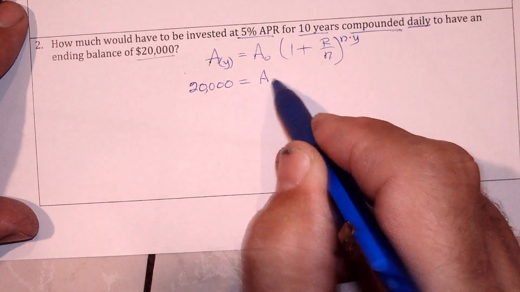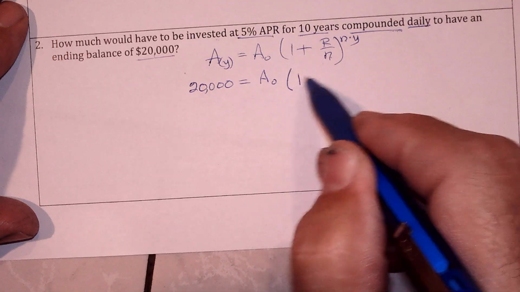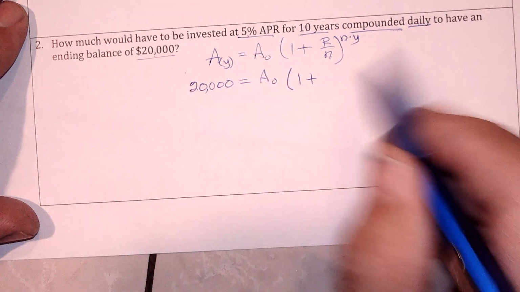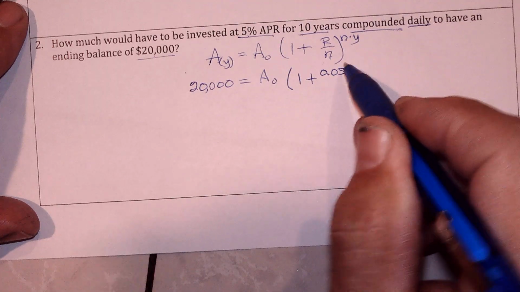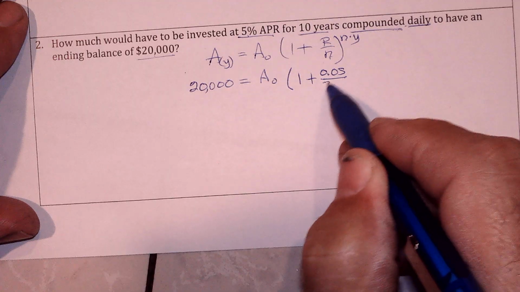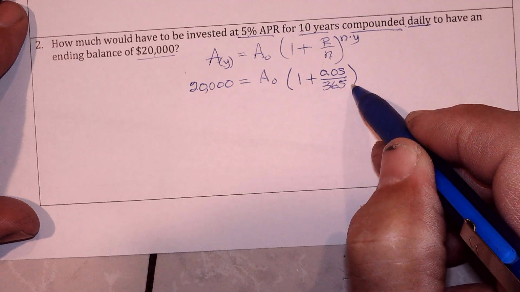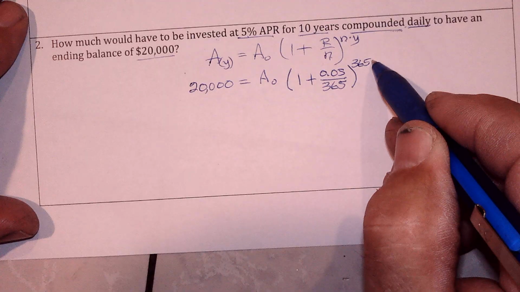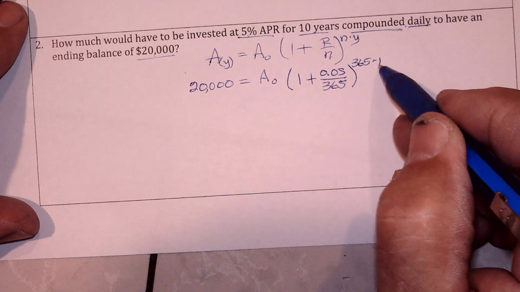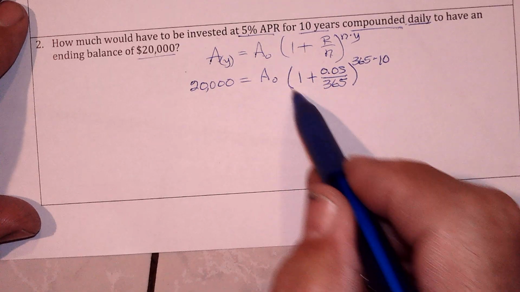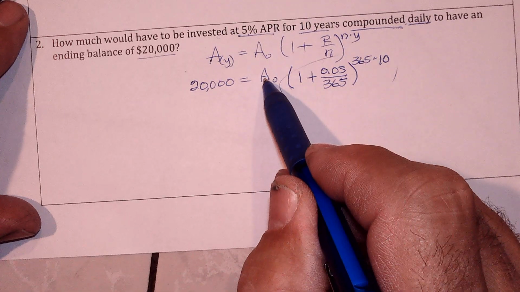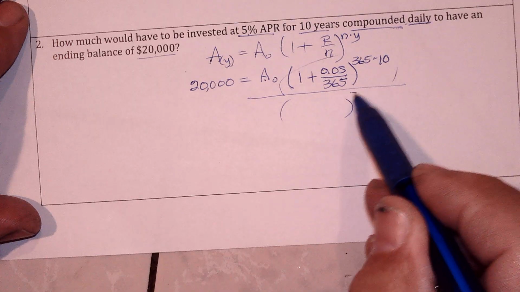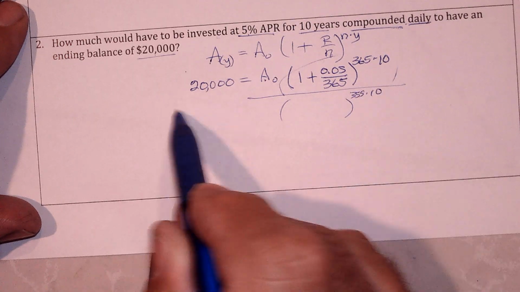We don't know how much we're starting with, but we do know that this is 1 plus 5%, so that's 0.05, compounded daily. There are 365 days in a year, and we have to multiply this 365 times for 1 year times the number of years, 10 years, and I can get this number, and it'll be times what I want, so I have to divide by this on both sides.